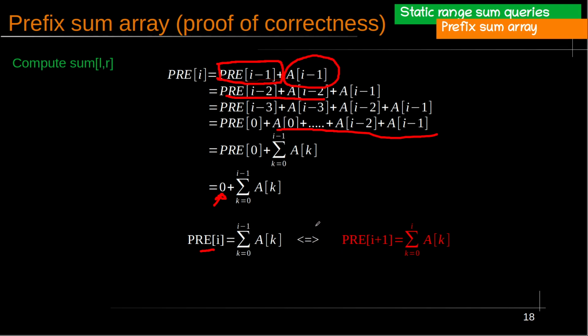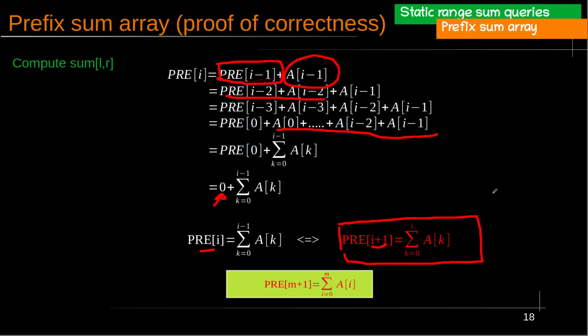We can say also that prefix at I plus 1 is equal to the summation from k equals 0 to I of A at k. We're going to use this formula to prove the correctness of the query. In general, prefix at index m plus 1 is equal to the sum from 0 to m of A at I.